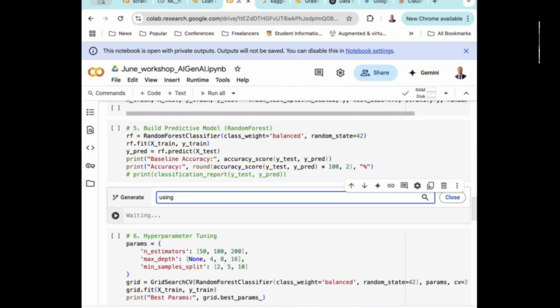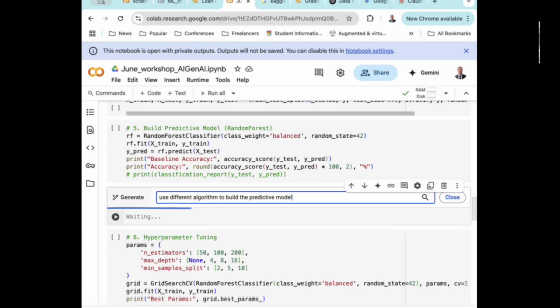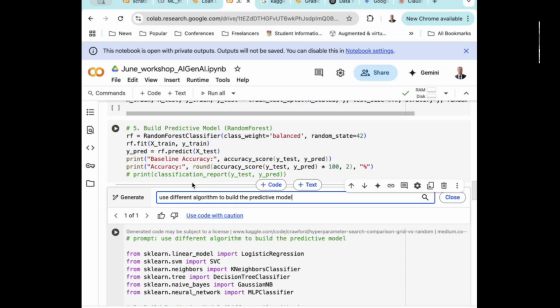I'm going to say, use different algorithms to build the predictive model. I'm going to click enter. This is while I'm doing the code here.